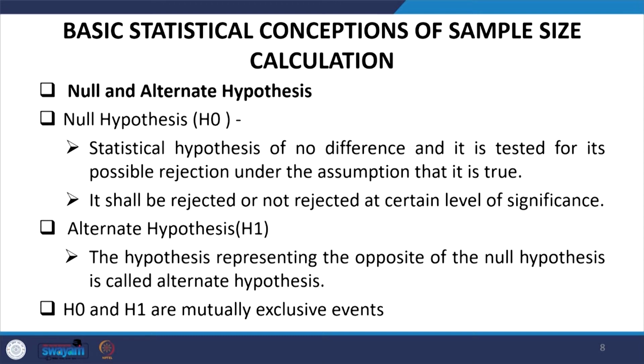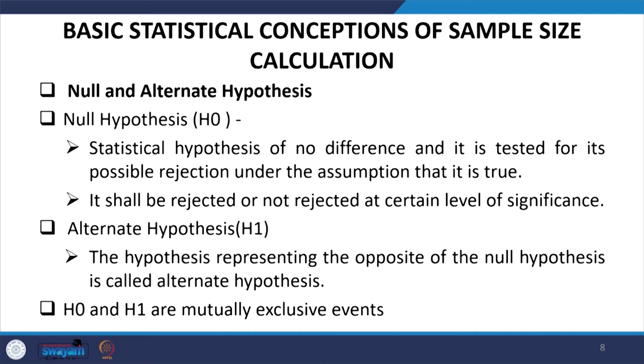The null hypothesis is a statistical hypothesis of no difference between the things in your testing. It is tested for its possible rejection under the assumption that it is true. So the null hypothesis is considered as if there is no difference, or it is always true. If your test is going to reject it, then accordingly we can have some discussion. The null hypothesis shall be rejected or not rejected at a certain level of significance.